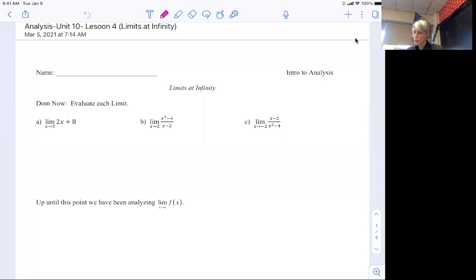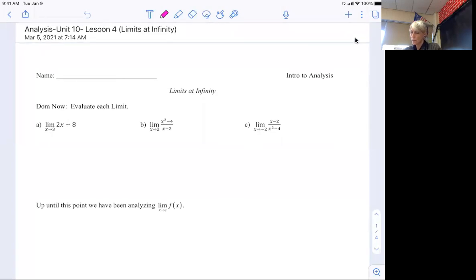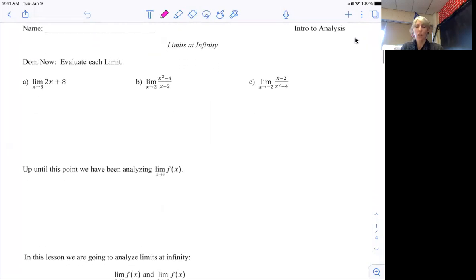Hi, everyone. Today we're on Unit 10, Lesson 4. It should be Lesson 4, Limits at Infinity. Before we begin, let's go back to the last couple of days. And in our do now, wow, a lot of typos. In our do now, we're going to evaluate each limit.